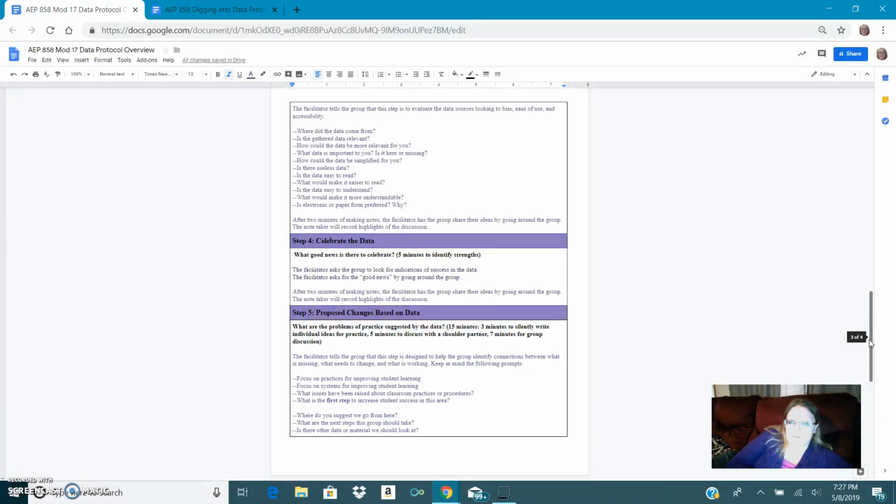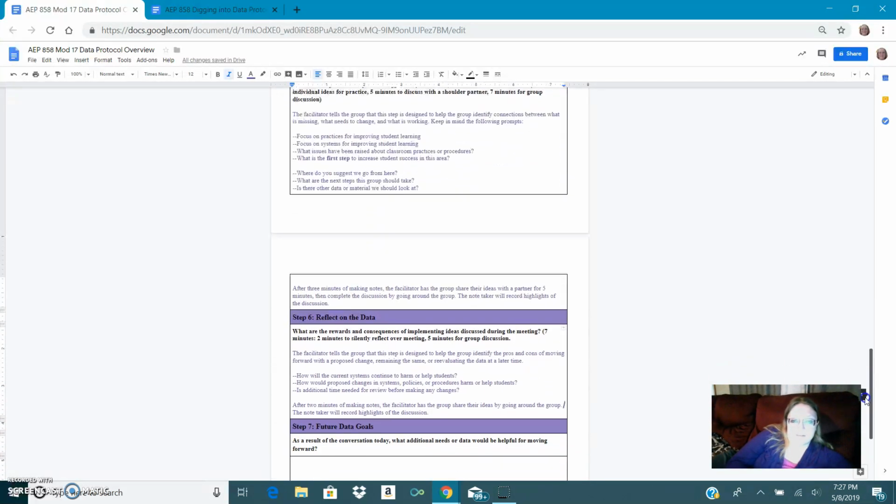Step 5 in the meeting would be to propose changes based on the data. So based on the facts and the inferencing, what needs to change? What policies, systems, or procedures are working? Which ones need to change dramatically, and which ones are okay for now but need to have future review?